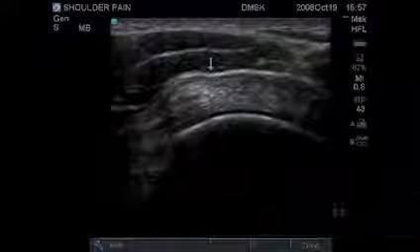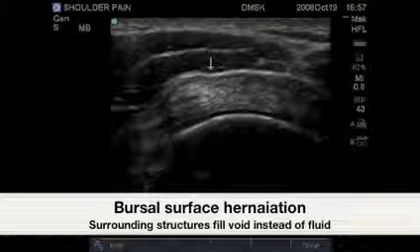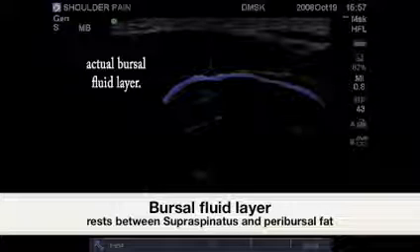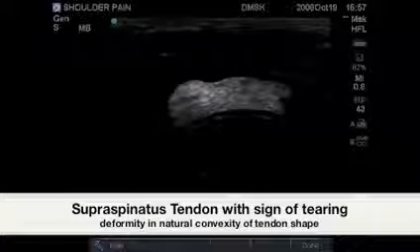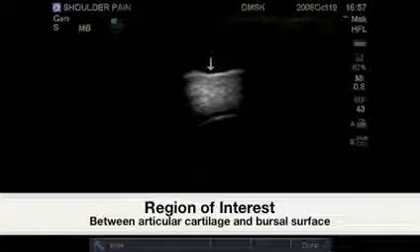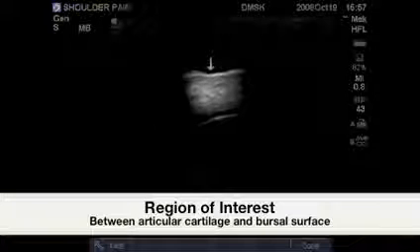Subtle intrasubstance tearing is often harder to identify. There is a hyperechoic layer over the subacromial bursa called peribursal fat, then a lubricating layer that is the actual bursal void, followed by the supraspinatus tendon itself. Area of interest here is the dip or the concave in what would normally be a convex appearing bursal layer.